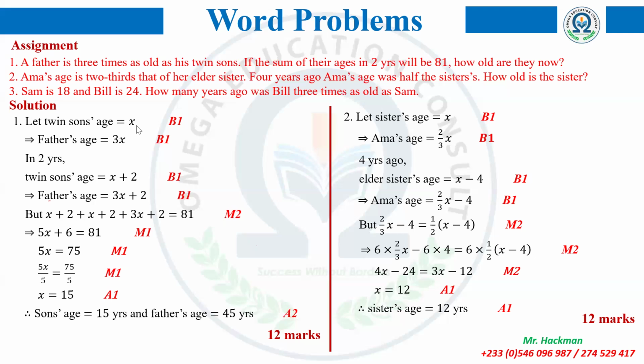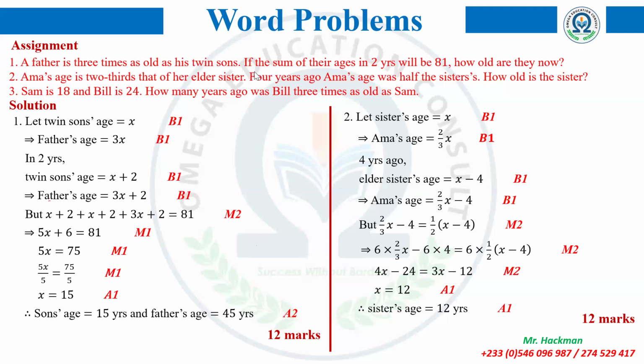Okay, so if the twin son's age is x, then we are told that the father is 3 times as old. So it means the father's age will be 3 times x, 3x. So that gives us what we have here, and you can see the marks allotted there. So we've taken care of the first statement that we have here.